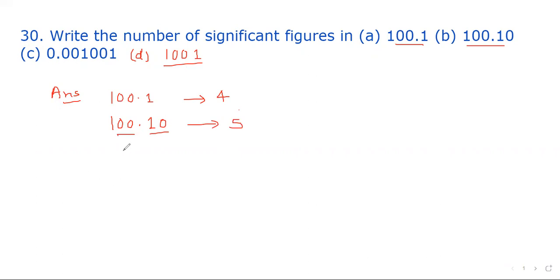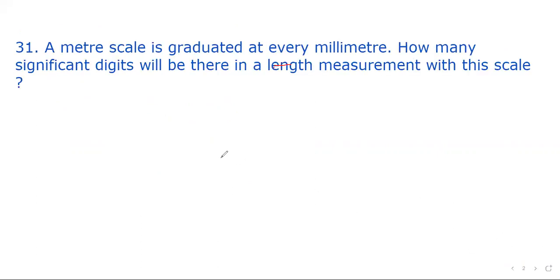And 0.001, these two digits will not be counted, so there are only four significant figures. In case of 1001, there are four significant figures.